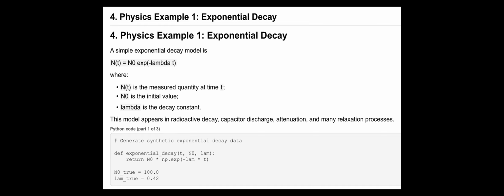Our first example is exponential decay, described by the formula N of t equals N0 times e to the power of negative lambda t. Physically, N0 represents our starting count, and lambda is the decay constant, which determines how fast the system settles. Before we fit real data, let us create some synthetic data where we know the truth.